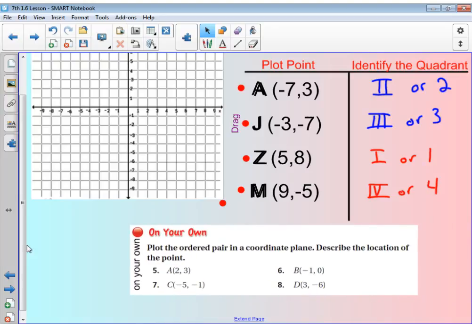Okay, so on your whiteboard, plot the ordered pairs in the coordinate plane. Describe the location of points. So in other words, give the quadrant. Okay, so go ahead and pause your video, plot these points, put the letters next to them, and then start your video up again to kind of check yourself. So you can pause your video now and plot those.